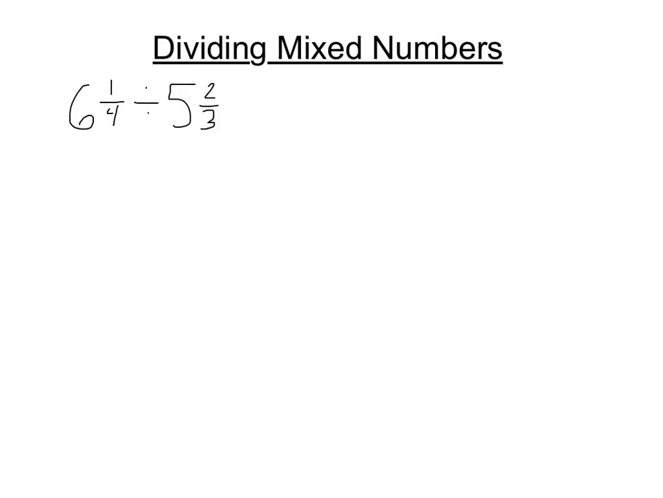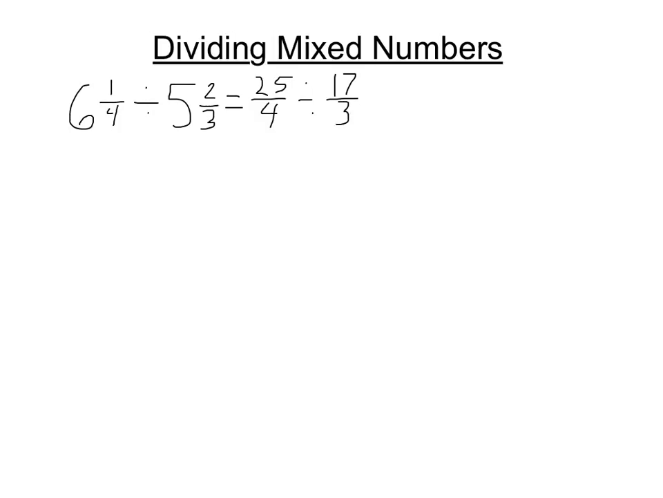So just like before, we are not going to actually divide these. We're going to turn them into something that we do know how to divide. And we do know how to divide fractions. So once again, I'm going to change these into improper fractions. So 6 times 4 is 24, plus 1 was 25. So this becomes 25 over 4 divided by, and then 5 times 3 was 15, plus 2 is 17, so 17/3.